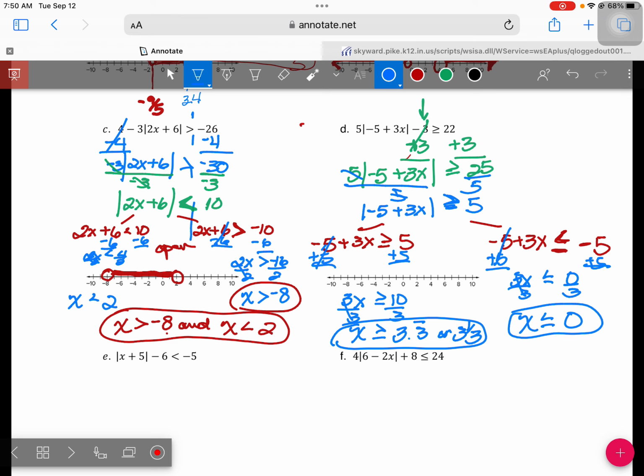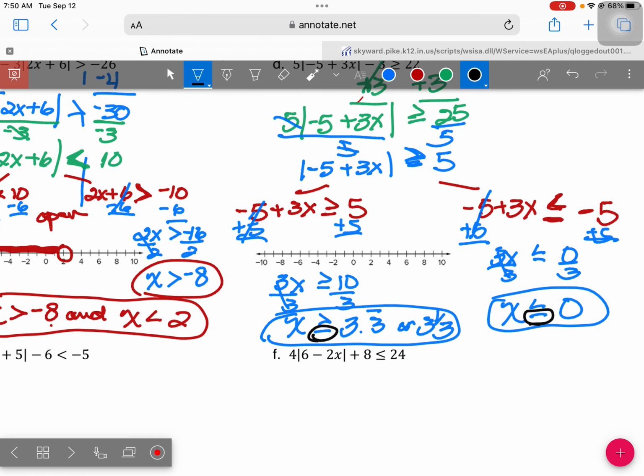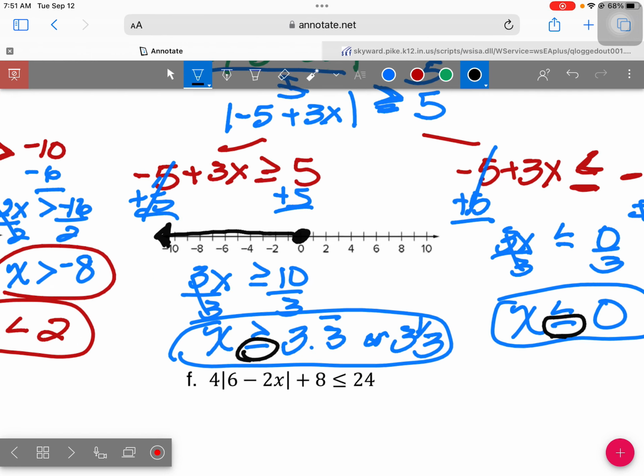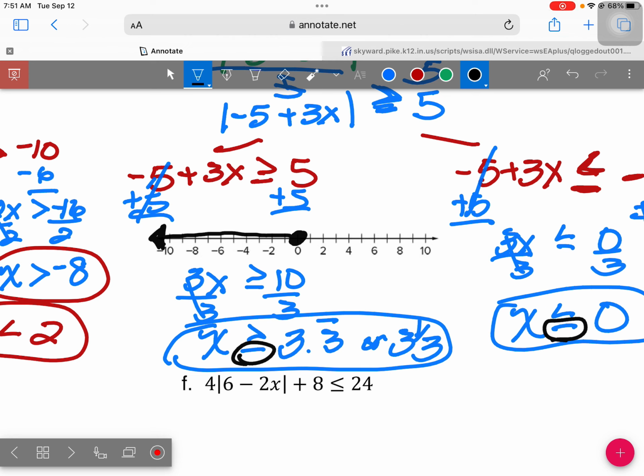So this is an OR statement, or compound inequality. And I'm running out of room. So I am going to say that x is less than or equal to 0, or x is greater than or equal to, I'm going to leave it as 10/3. But you can say 3.3 repeating or 3 1/3. Okay?